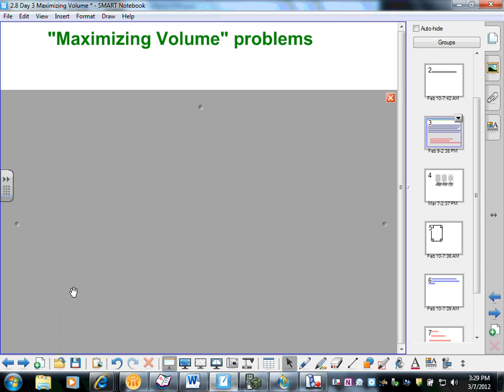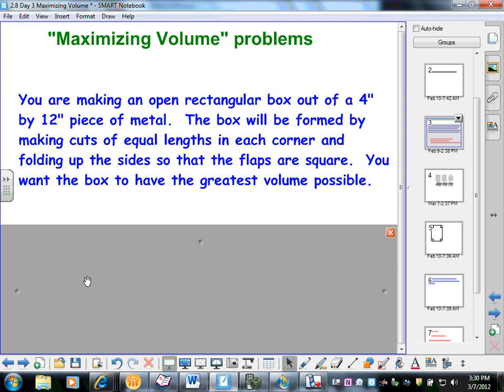Okay, so what we've got today here is a scenario where we are going to find out how to maximize the volume of a box, tying into problems that we've been doing with polynomial equations and finding relative mins and relative maxes. So let's see what the scenarios that we have.